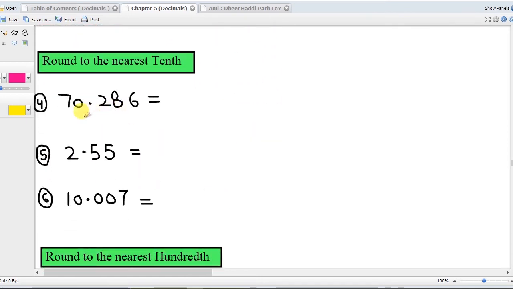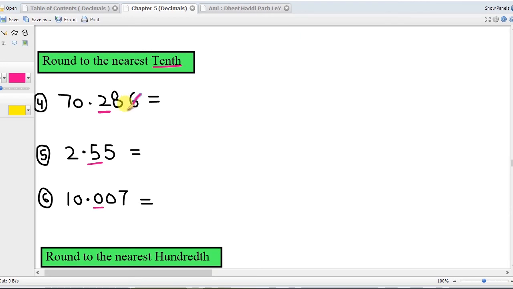Okay, now we have to round these decimals to the nearest tenth. Now what is the place value of tenth? This is the place value of tenth, this is the place value of tenth, and this is the place value of tenth. Now we have to round off these decimals to the nearest tenth. So let's just start rounding off these numbers.